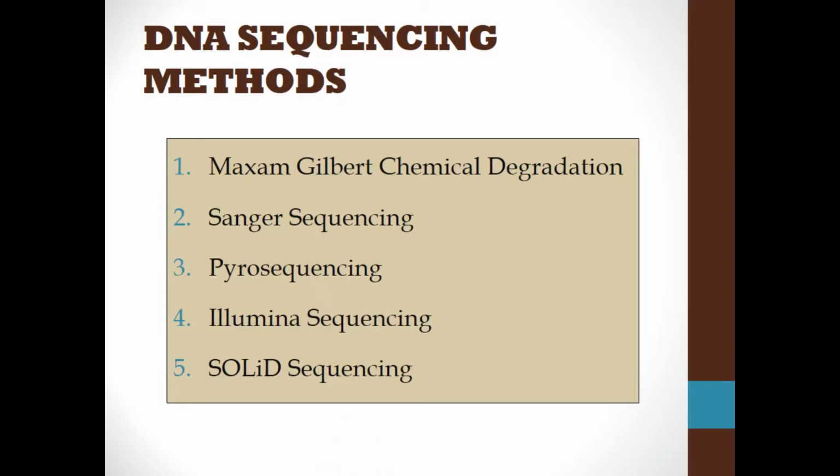Okay, there are some methods, which are DNA sequencing methods. One is Maxam-Gilbert chemical degradation. Second is Sanger sequencing. Third is Pyrosequencing. And fourth is Illumina sequencing. And fifth is SOLiD sequencing.